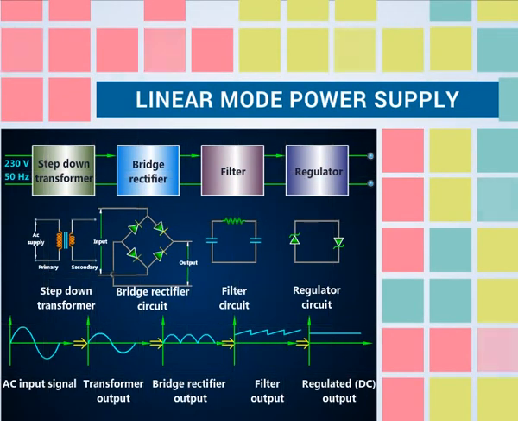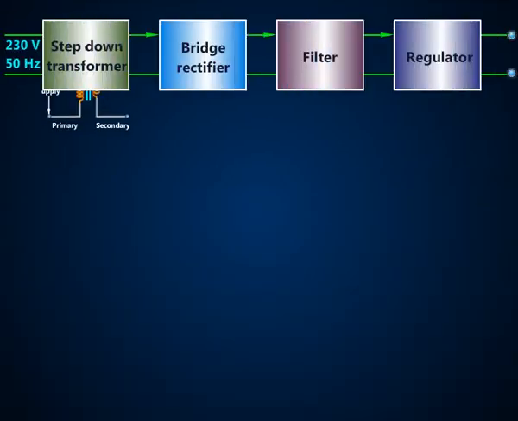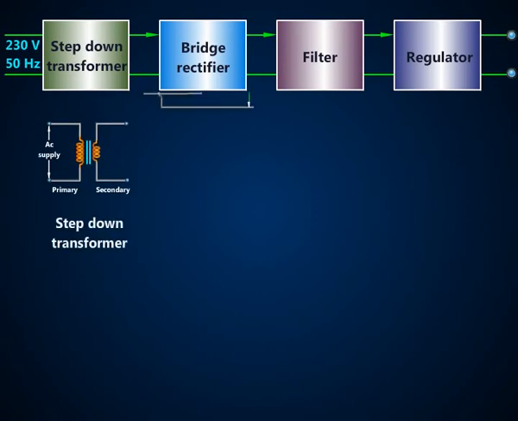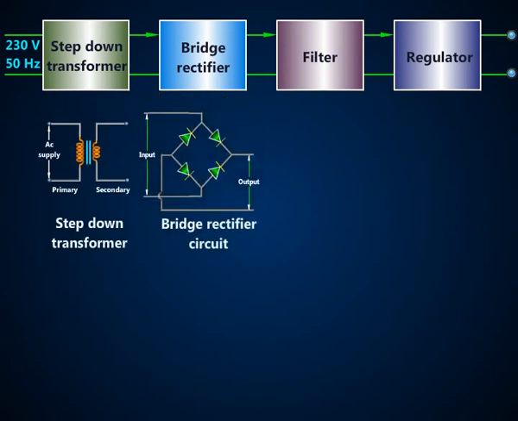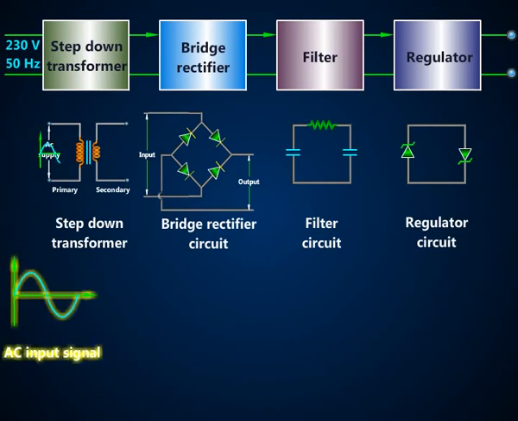Linear mode power supply. In this video, we are going to see the internal blocks and the function of linear mode power supply. The linear mode power supply consists of step-down transformer, bridge rectifier, filter and regulator. An AC input is given to the step-down transformer.